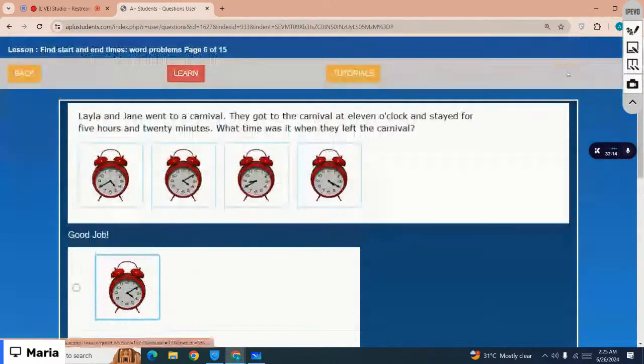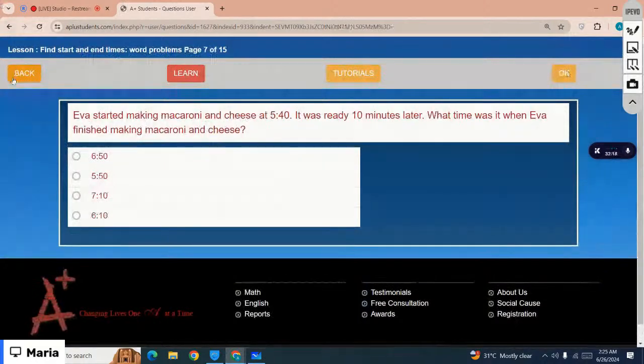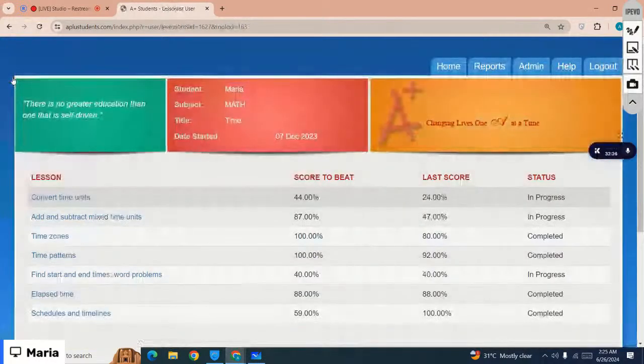Okay, you can complete the lesson by yourself later today. Let me just move on to the next lesson. The next lesson is elapsed time. Let's just start with the next lesson.